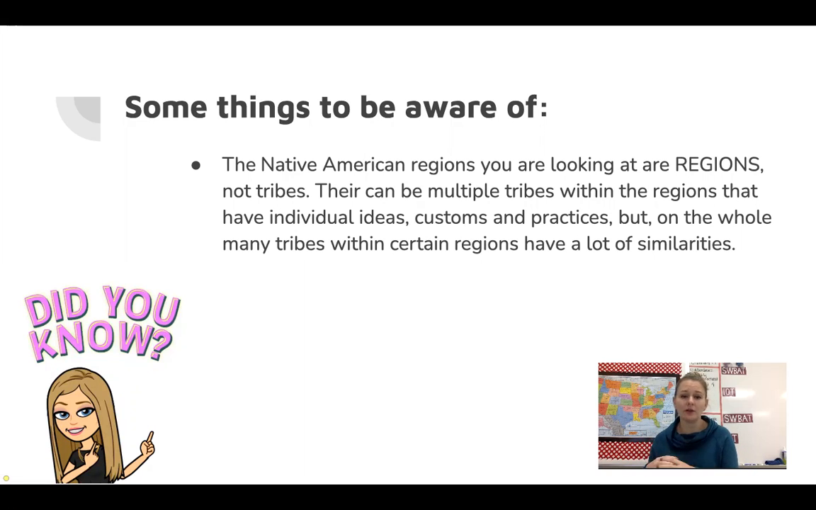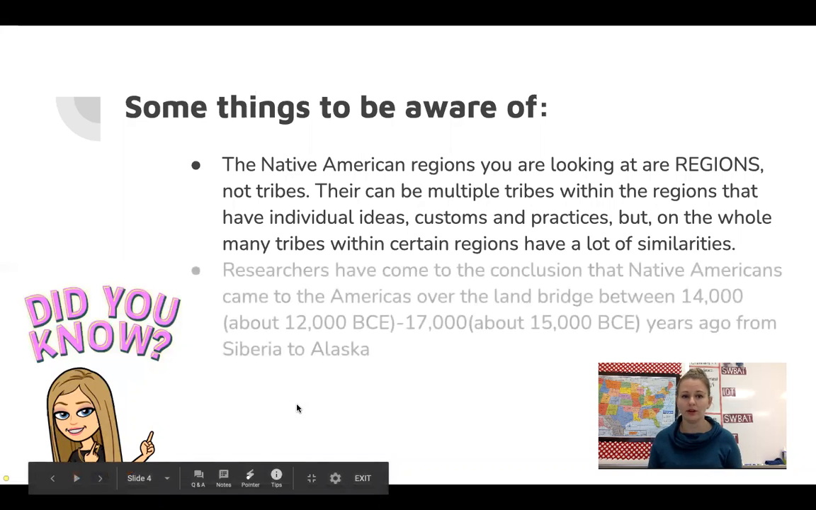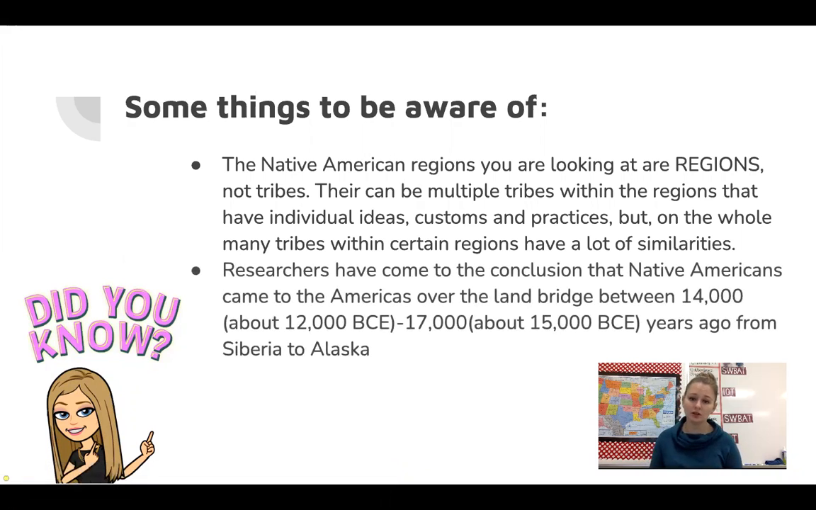So we're looking at the Southeast, the Great Plains, for example, the Southwest, the Northwest. So we're looking at different areas of where Native Americans were living so that we can learn about what their life was like. Researchers, historians, have come to the conclusion that Native Americans came to the Americas somewhere between 14,000 and 17,000 years ago by crossing over from a land bridge between Siberia and Alaska.